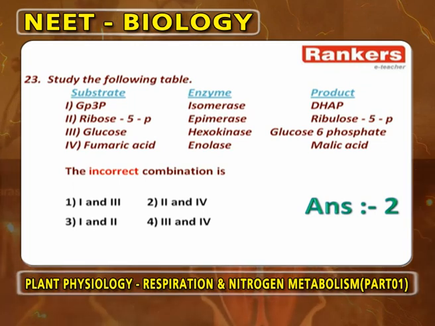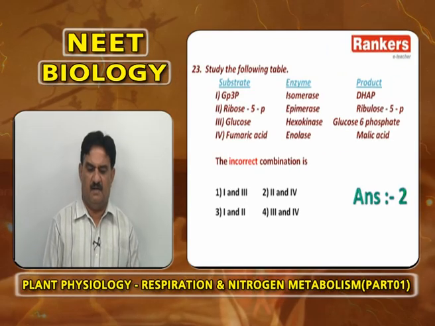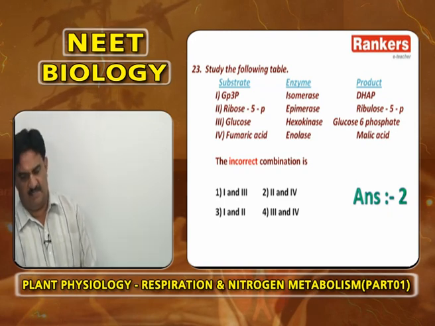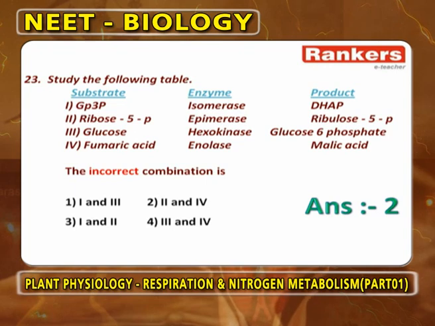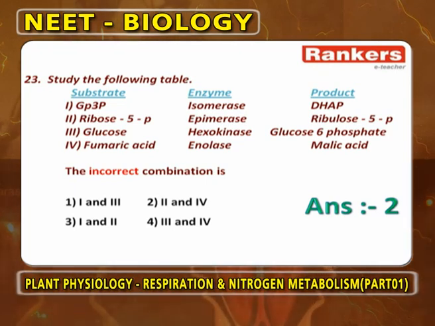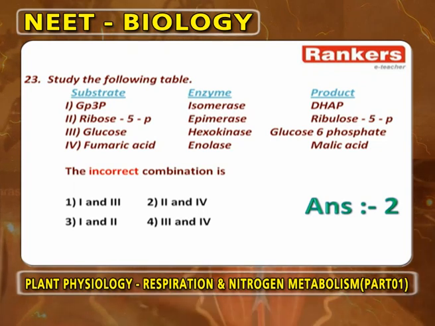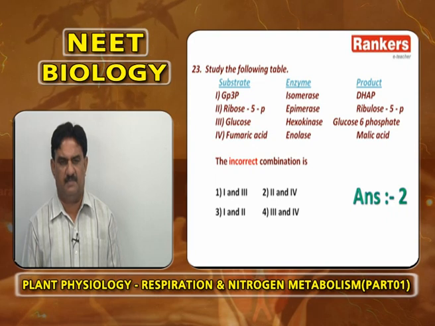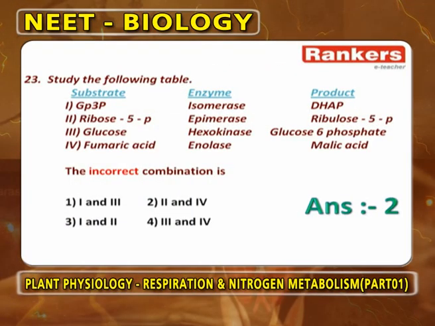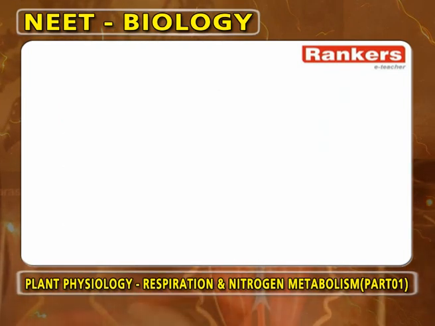Glyceraldehyde 3-phosphate in the presence of isomerase converts into dihydroxyacetone phosphate is correct. Ribose 5-phosphate in the presence of epimerase giving ribulose 5-phosphate is wrong. It is not epimerase, it is isomerase. Glucose in the presence of hexokinase converts into glucose 6-phosphate is correct. Fumaric acid in the presence of enolase converts into malic acid is wrong. Fumaric acid in the presence of fumarase undergoes hydration and produces malic acid. So the wrong combinations are 2 and 4.